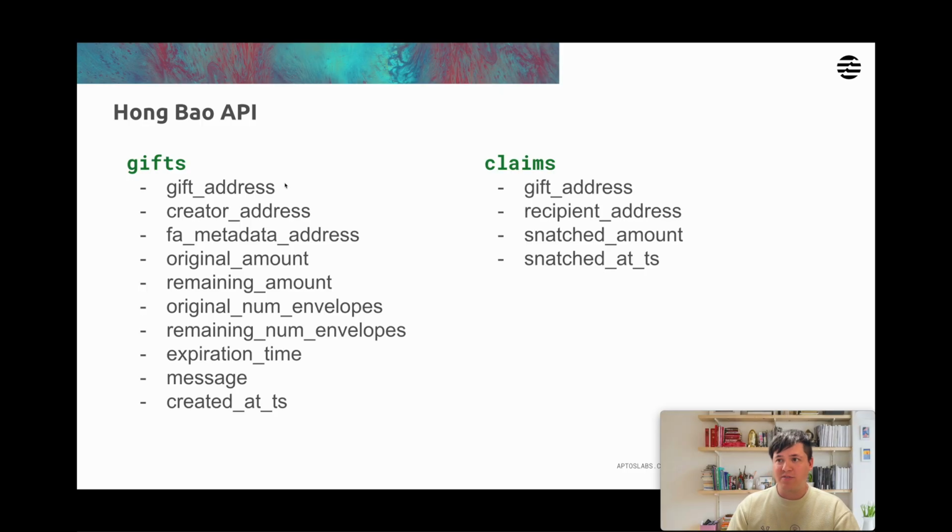We also want a table for claims. So this has less information in it. It's essentially every time someone claims, we want there to be a row saying, for this particular gift, have one row per gift and per recipient. That includes information about how much was snatched, right? And when it was snatched.